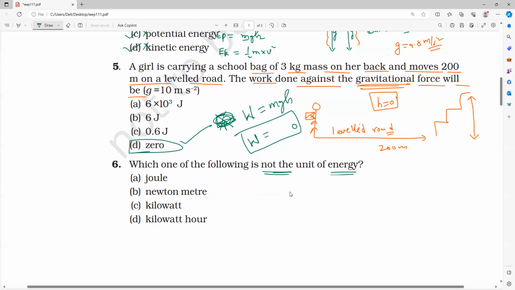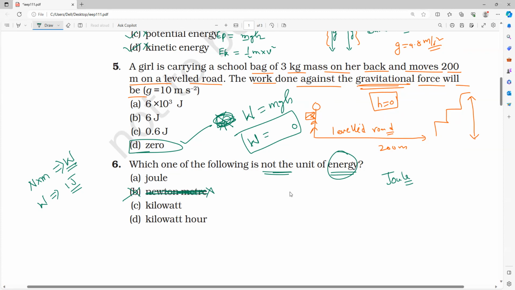Which one of the following is not the unit of energy? Tell me all the units of energy. Joule. Am I right? Yes or no? The unit of energy is joule. But here, if you notice, two are wrong, not one. Newton meter is not the unit of energy. Newton meter is the unit of work done. For work done, you can write joule in place of Newton meter, but in place of energy, you cannot write Newton meter. So even this is not a valid option.